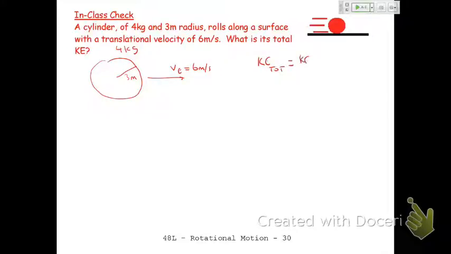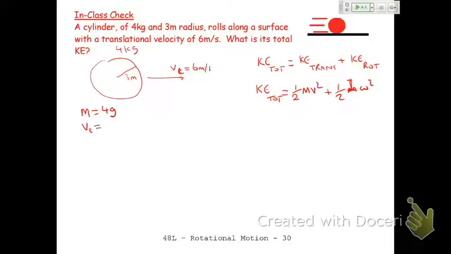is equal to my KE trans plus my KE rot. So KE total is equal to 1/2 mv squared plus 1/2 I omega squared. Okay. What is my mass? M is equal to 4 kilograms. What is my V? V translational is equal to 6 meters per second.